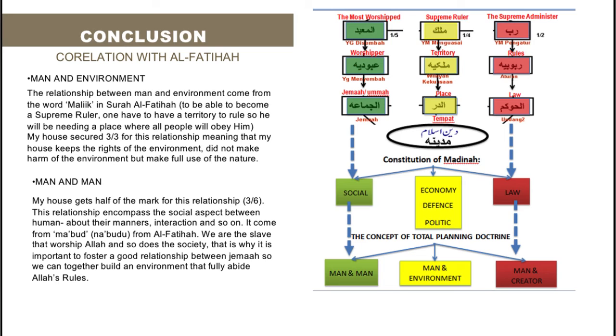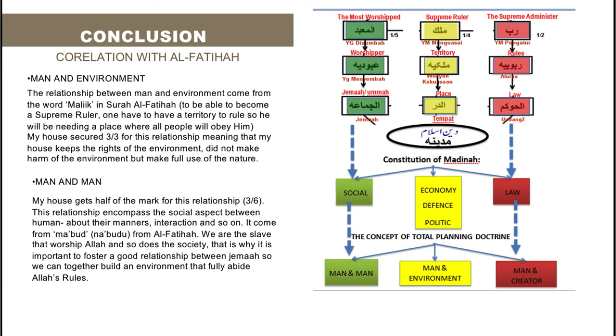The relationship between man and environment comes from the word Malik in Surah Al-Fatihah. To become a supreme ruler, one has to have a territory to rule, so he will need a place where all people will obey him. So my house secured 3/3 for this relationship, meaning that my house keeps the right of the environment. We did not harm the environment but made full use of the nature given by Allah.